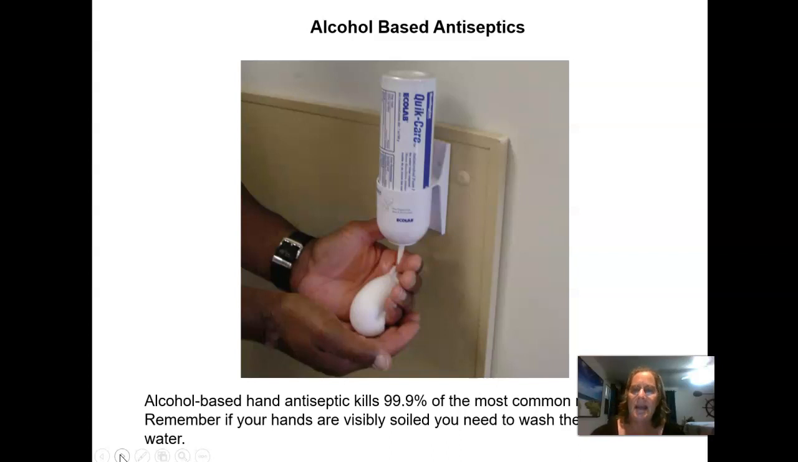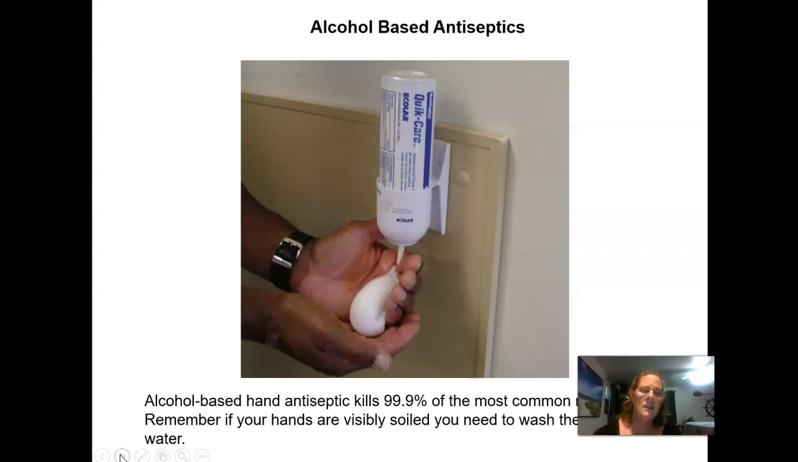Now, alcohol-based antiseptics are alcohol-based hand sanitizers. Like I said, it kills 99% of those germs. It doesn't work on C. difficile, doesn't work on anthrax. I'm trying to think. I think there's one other one it doesn't work on. But for most things, for most care, hand sanitizing is fine.